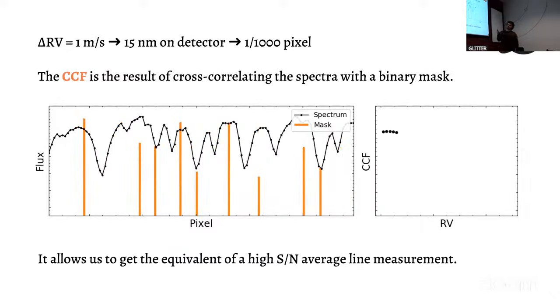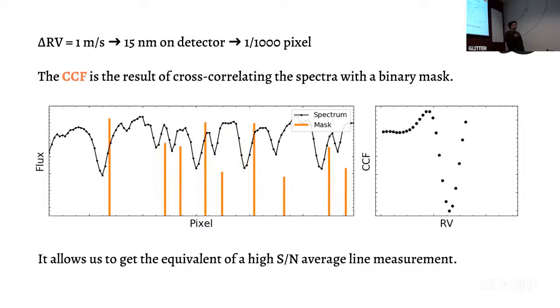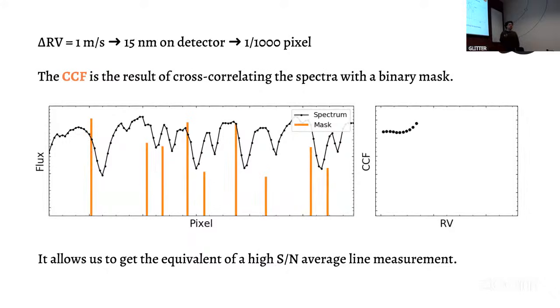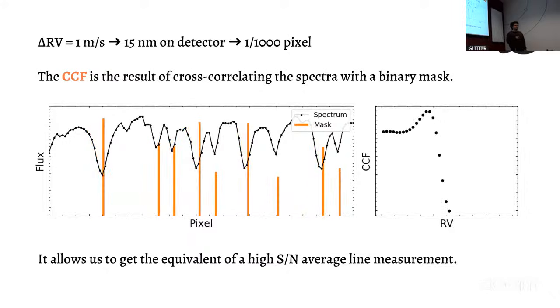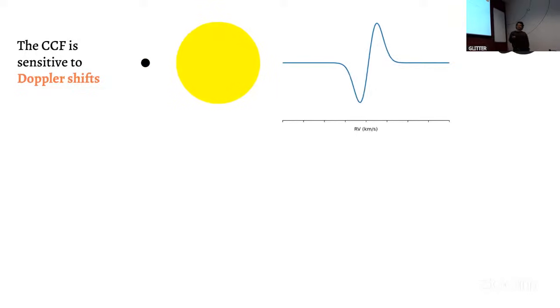So by measuring the radial velocity on the cross-correlation function, we can measure signals at the 10 centimeter per second precision for the brightest stars observed with the best high-resolution spectrographs like ESPRESSO. So it's not a technical problem, but a physical one.